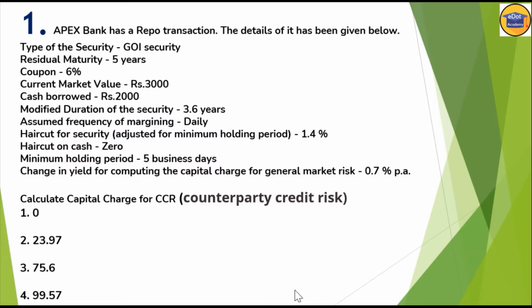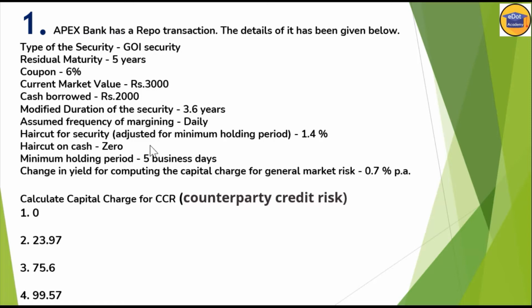This question is based on case study. So Apex Bank has a repo transaction. The detail of it has been given below. Type of security is Government of India. Residual maturity is 5 years. Coupon rate is 6%. Current market value is rupees 3000. Cash borrowed is 2000. Modified duration of the security is 3.6 years. Assumed frequency of margining is daily.